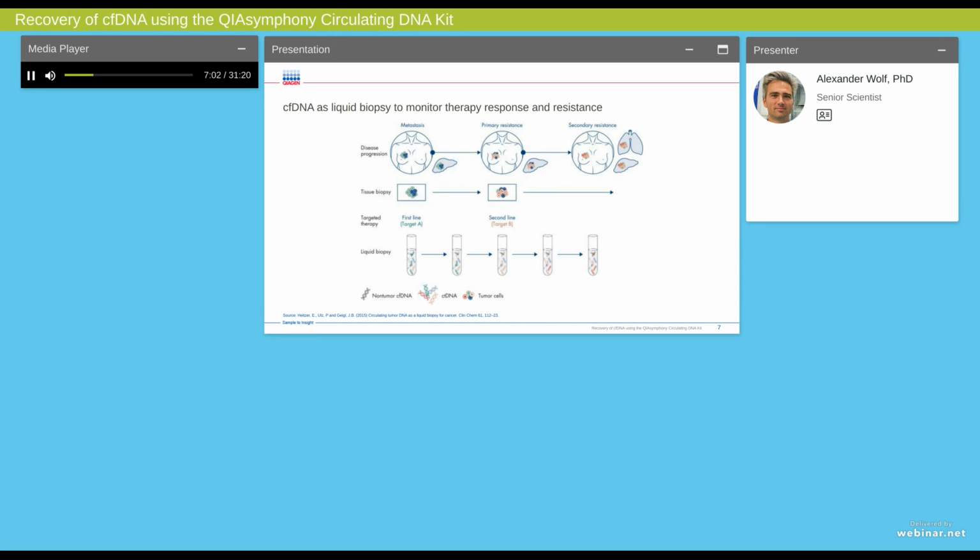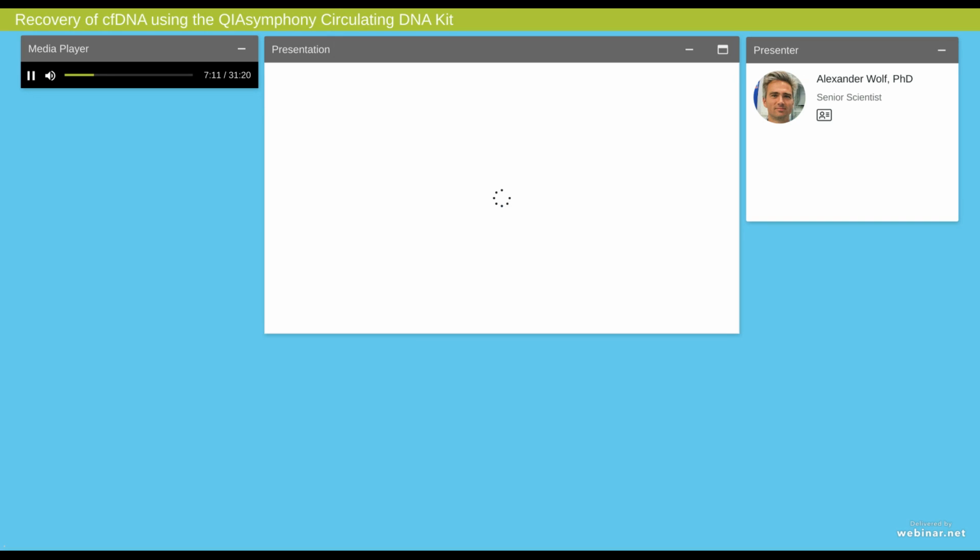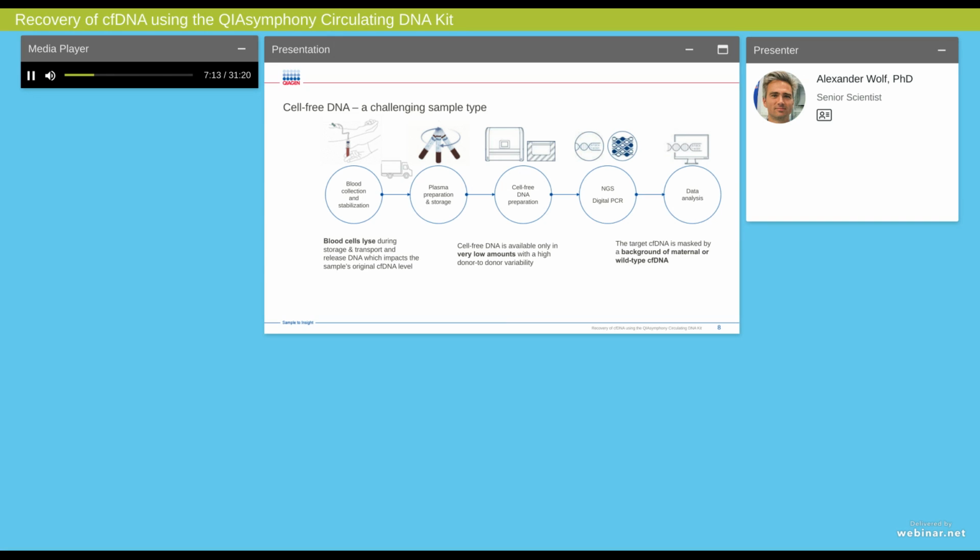In combination with the more frequent sampling, easily possible for a simple blood draw, a faster and more precise prognosis of a therapy response is possible. Therefore, I think in the near future, a targeted therapy for cancer patients without an accompanying liquid biopsy-based test is hardly imaginable.